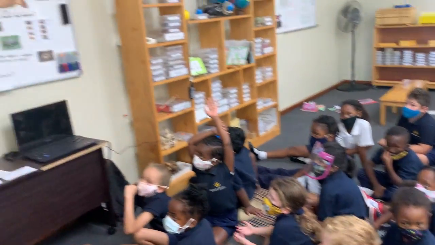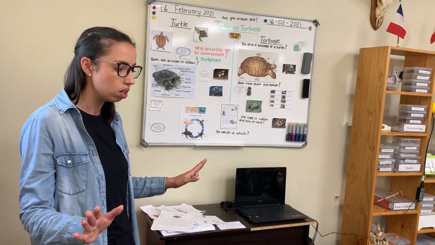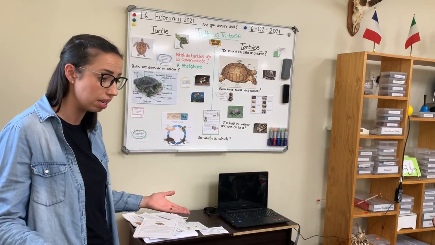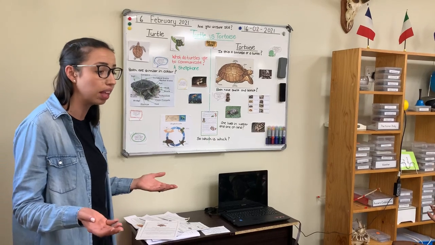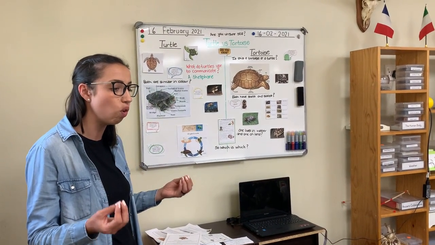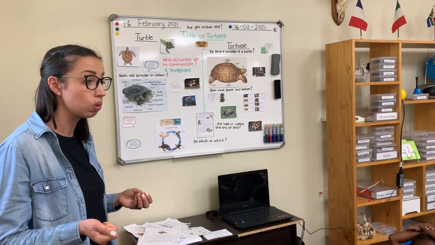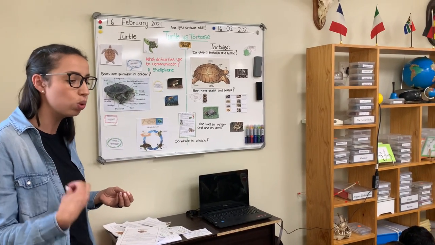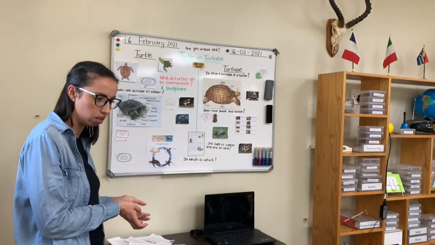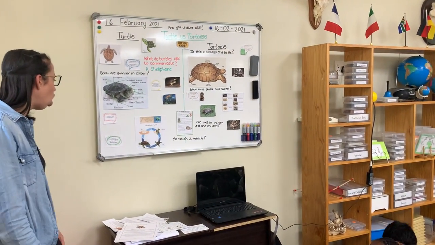So turtles are a little bit different to tortoises. Tortoises live on land, but what do they live off? They live off mostly plants, and they can eat meat if they find it. But turtles live off meat. And what is that meat? Fish. But they can also eat plants, though they prefer meat. Turtles are omnivores.